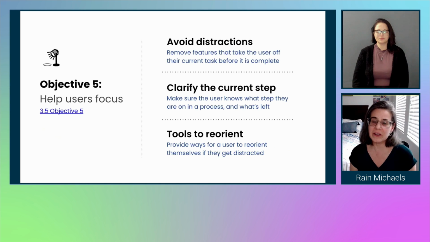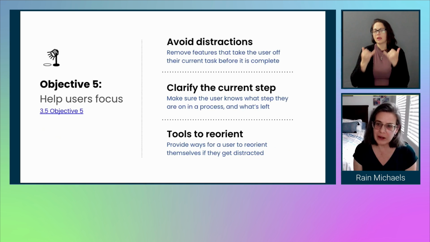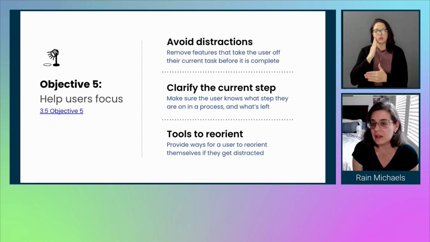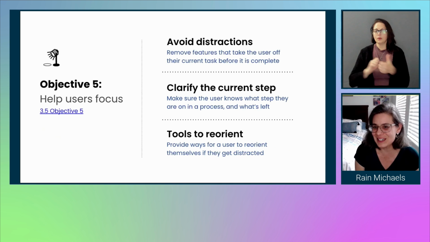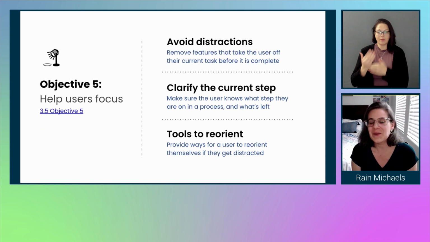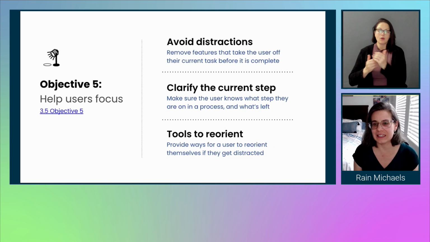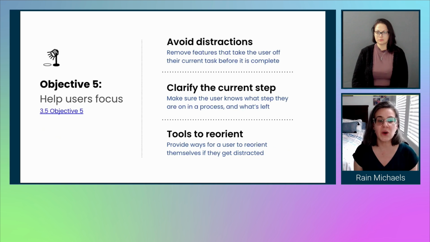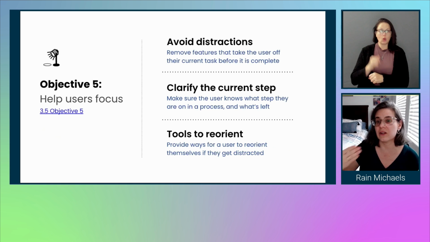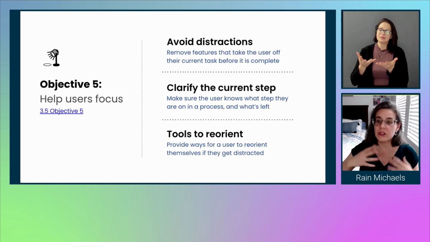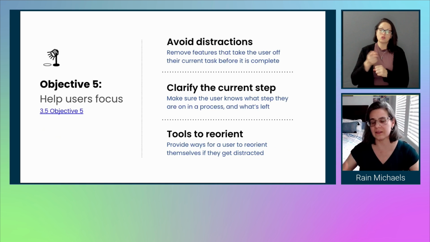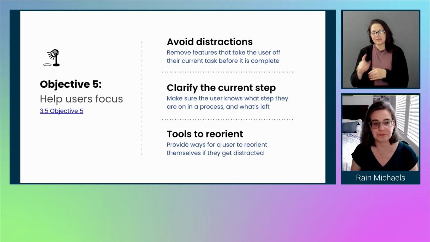And then clarify the current step. Let the user know where they are in the process. Are they on step 3? Great. They know they're on step 3? Wonderful. But how many steps are there? Are there 5 steps? Are there 87 steps? How does step 3 actually fit into the scheme of the process that they're in? Make sure that they know where they are in the process, make sure that they know what's left, and make sure that they know what they need as they're going through each step.